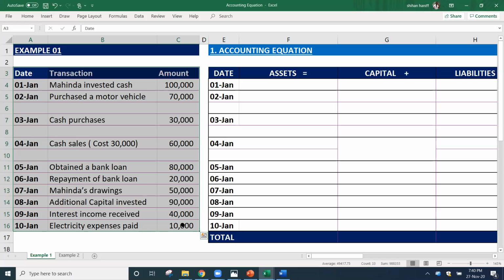Now what we are going to do is record the 10 transactions in the accounting equation, calculate the profits, record them in the ledger accounts, and prepare the trial balance, income statement, and statement of financial position. So can you all start with me right now? Take a pen and a book and start doing it with me.